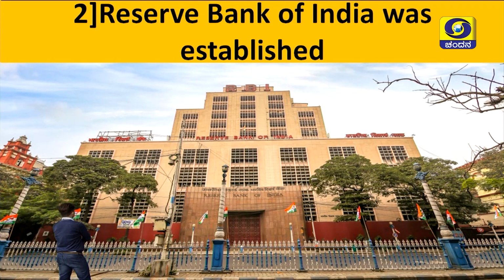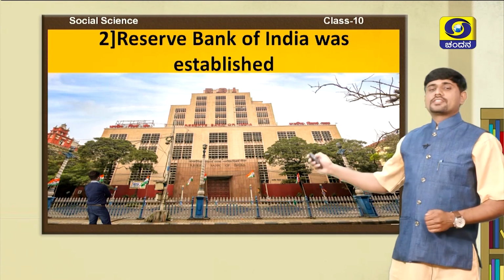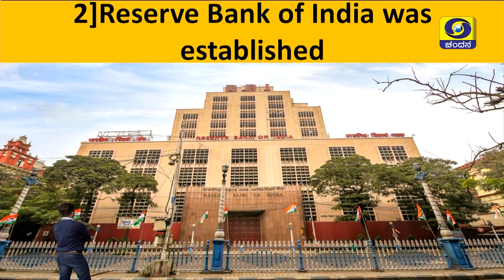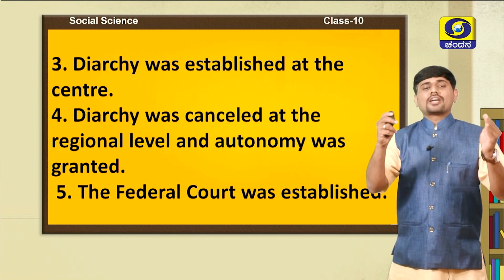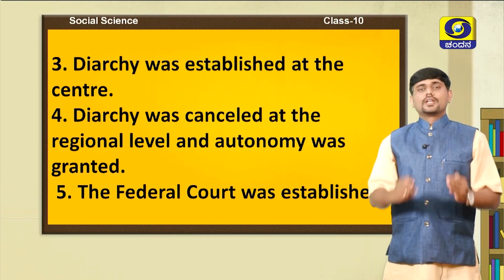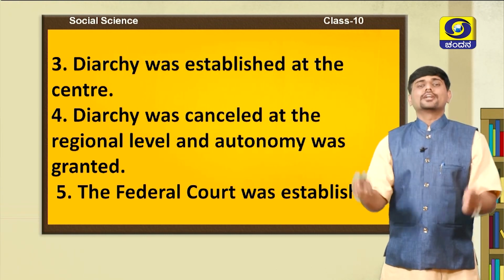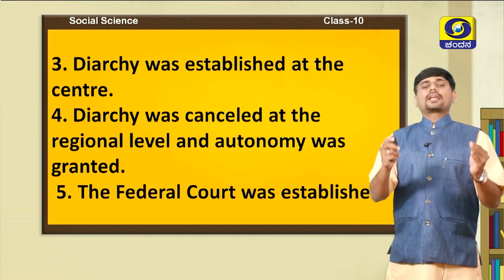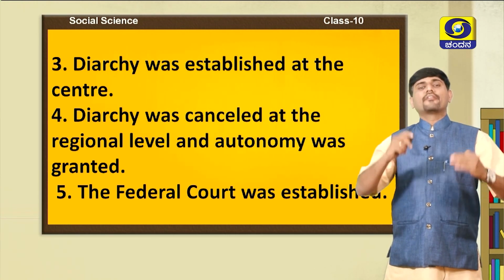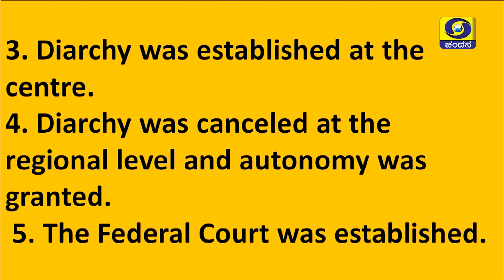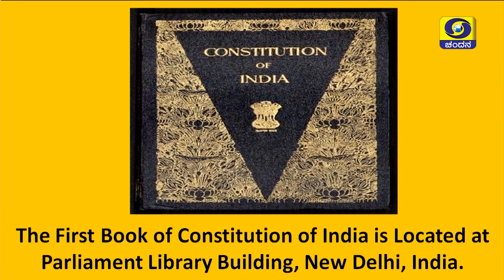The most remarkable development of the 1935 Act: according to this Act, the Reserve Bank of India was established in India, children. You can see the image of the Reserve Bank of India. It was another important provision of the 1935 Government of India Act. Followed by that, diarchy was established at the center. Diarchy, the two types of administration system, was introduced at the center. After that, diarchy was cancelled at the regional level and autonomy was granted to the regional governments. The federal court was established under the Government of India Act of 1935.